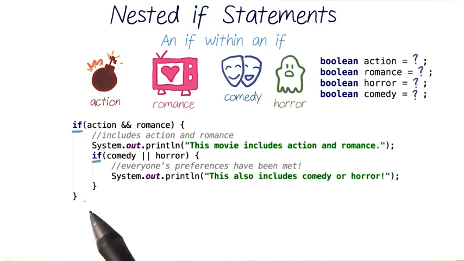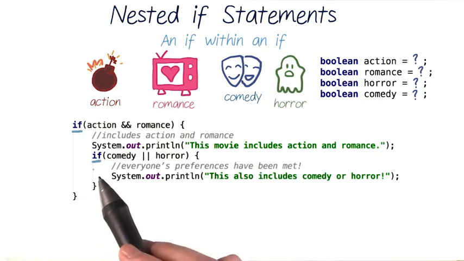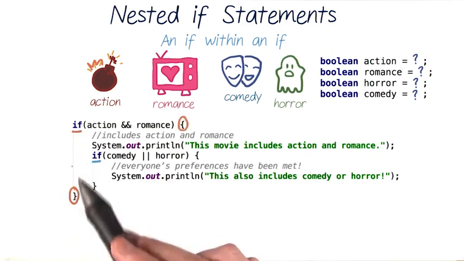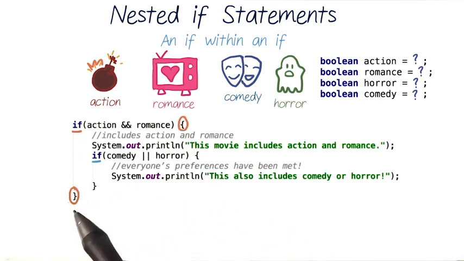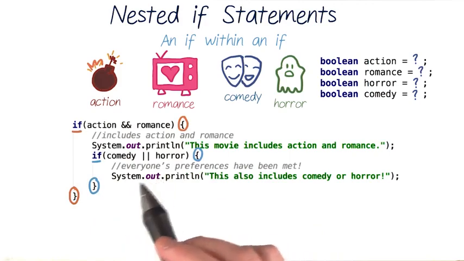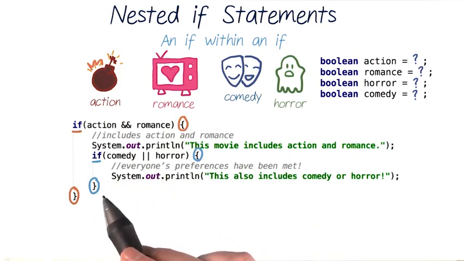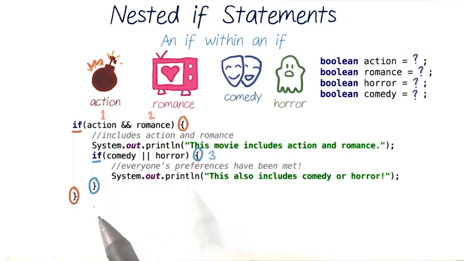So our long if statement can be written instead as an if within another if. Our outer if has its curly braces surrounding our inner if, and our nested if only contains this block of code inside its curly braces. And this code performs the same checks as before.